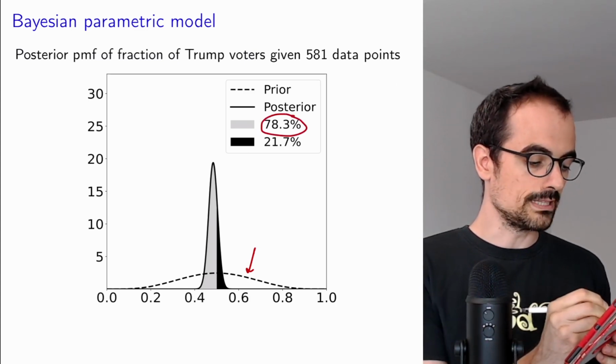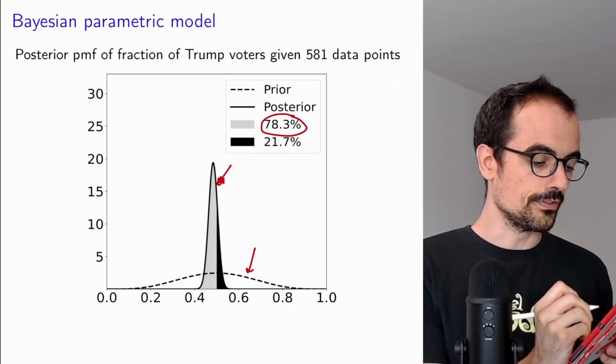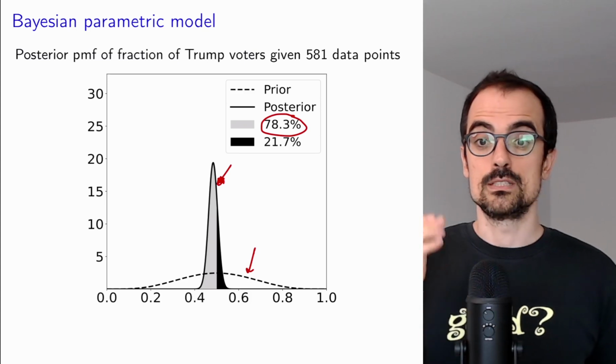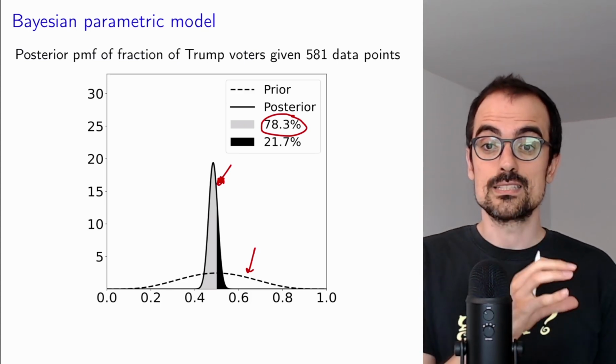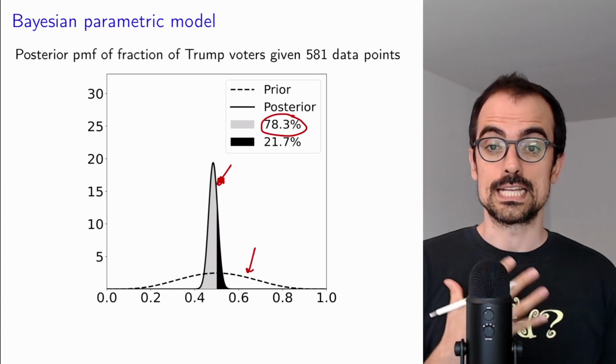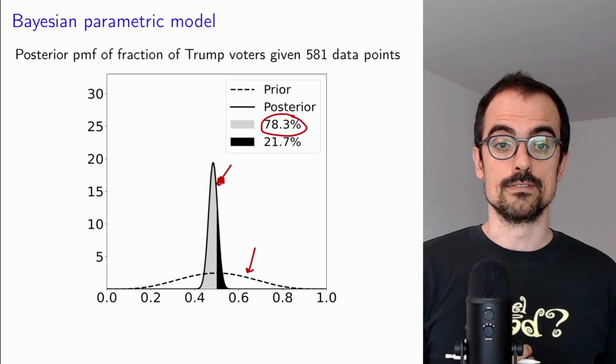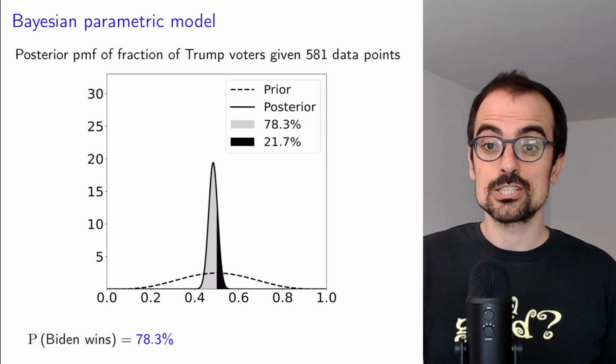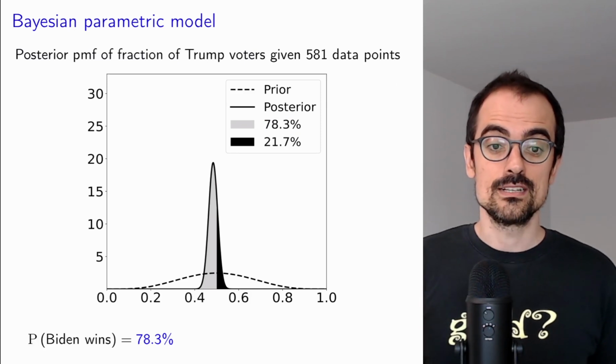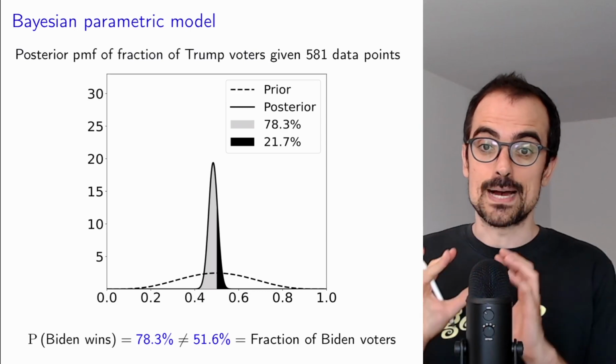then what happens is that 78.3% of the time when we look at the posterior after conditioning on the data, this fraction is below 0.5. So that's the probability, according to our model, that Biden wins in Pennsylvania. That probability is 78.3%. It's much, much higher than the fraction of Biden voters.